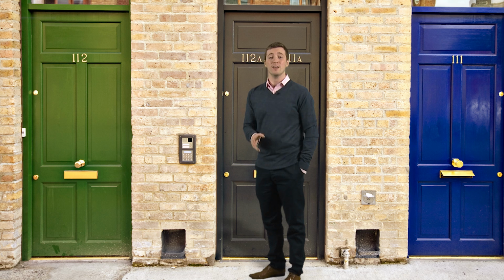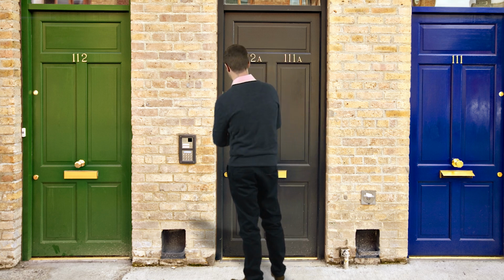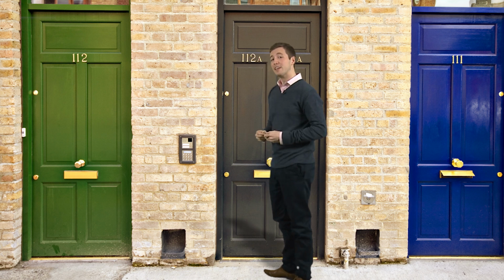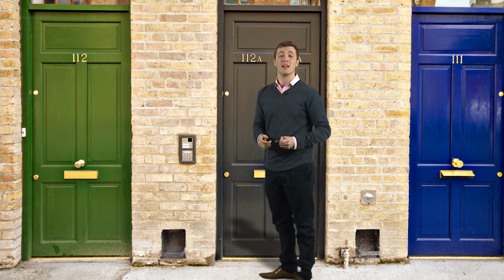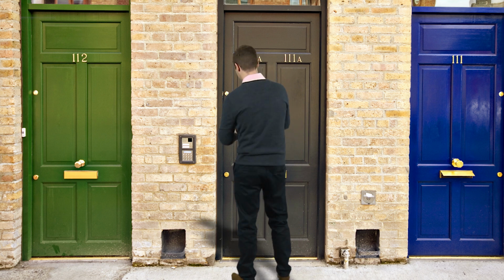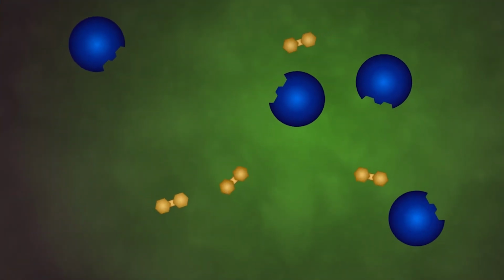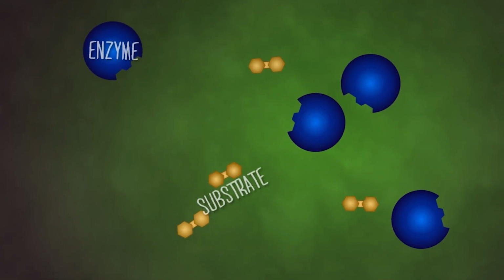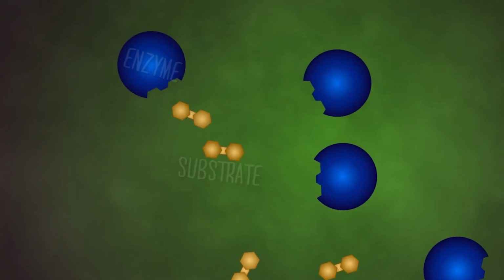Only a particular key can open a particular lock. If the key isn't the right shape, then the lock won't open. This is a lot like how an enzyme works. Each enzyme only works on one substrate. The substrate is the molecule or molecules the enzyme is acting on.